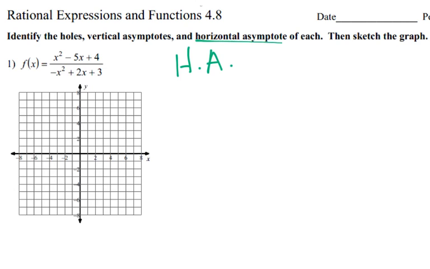And for that we just look at the highest degree. So we've got 2 on the top, 2 on the bottom. When they're the same, we look at the coefficients. So 1 over negative 1, which would become just negative 1. So down here at negative 1 is our horizontal asymptote. Okay, that's the first thing we check.